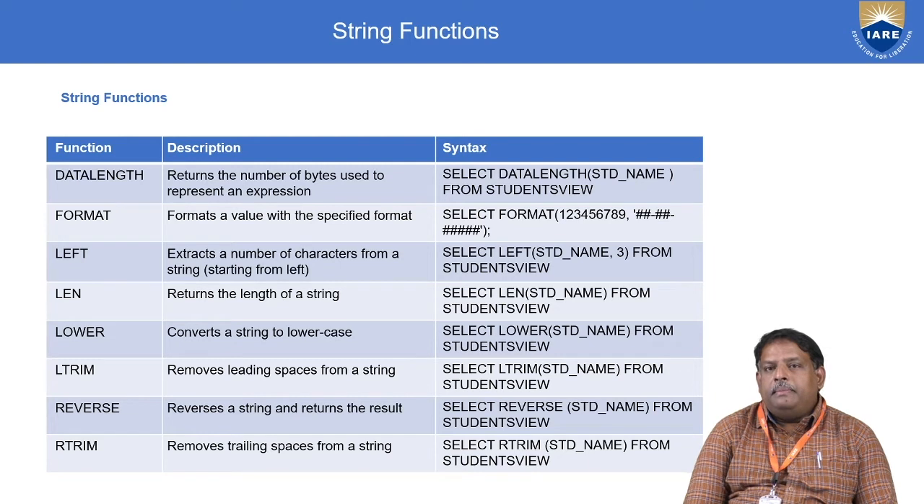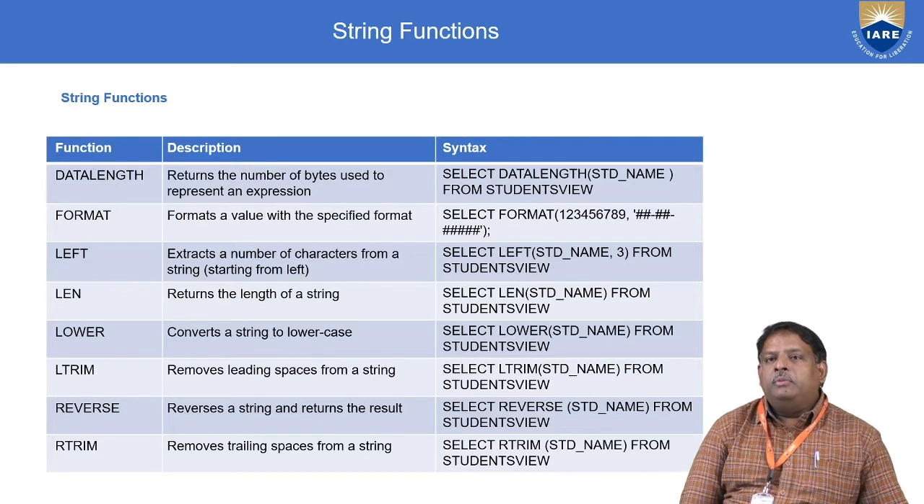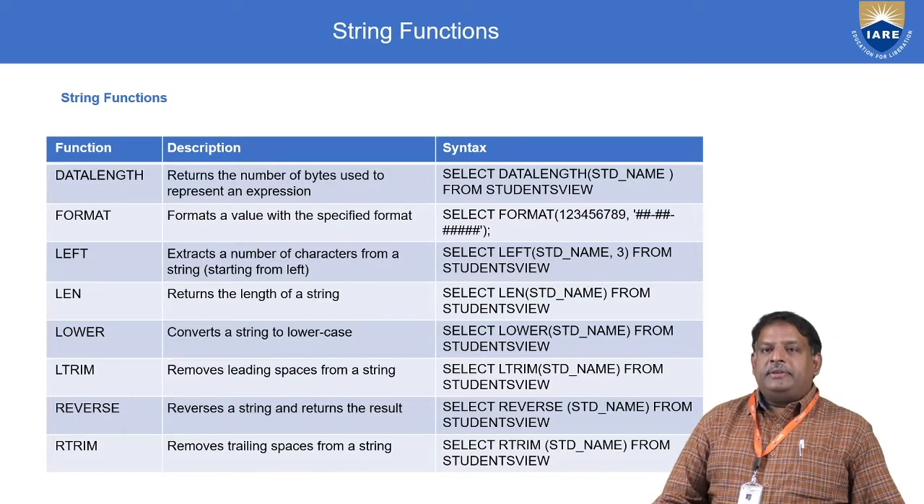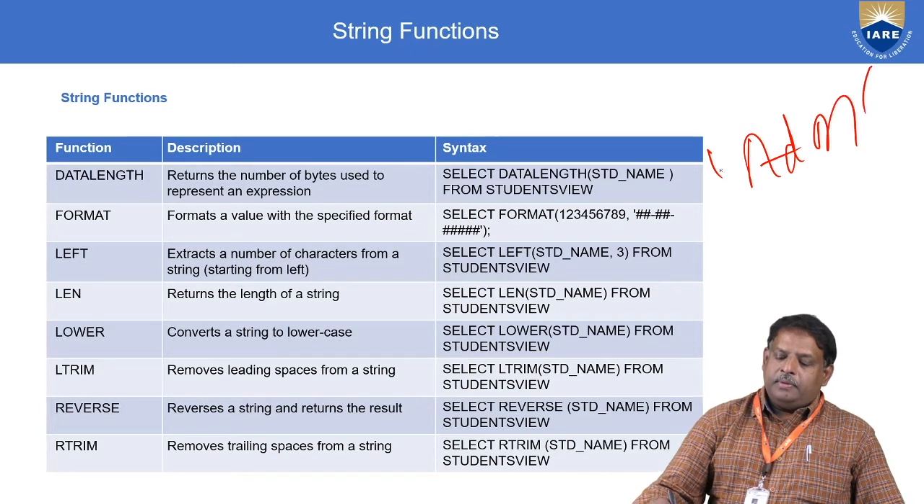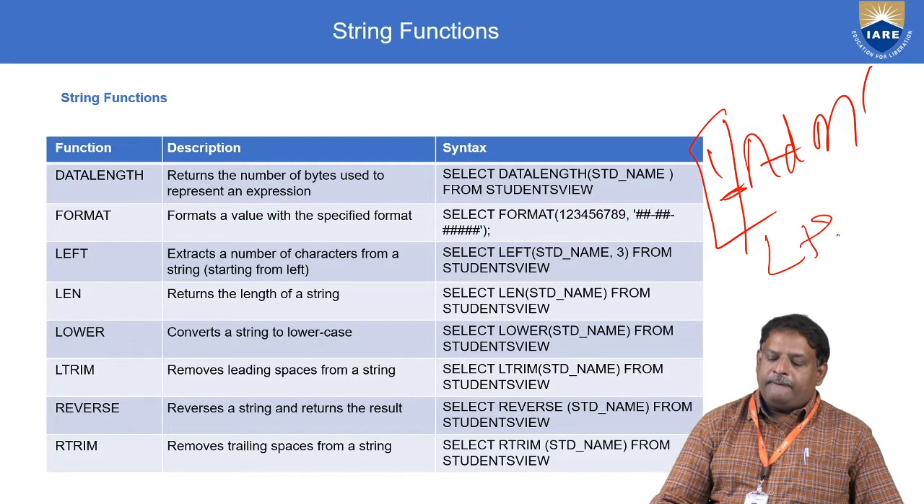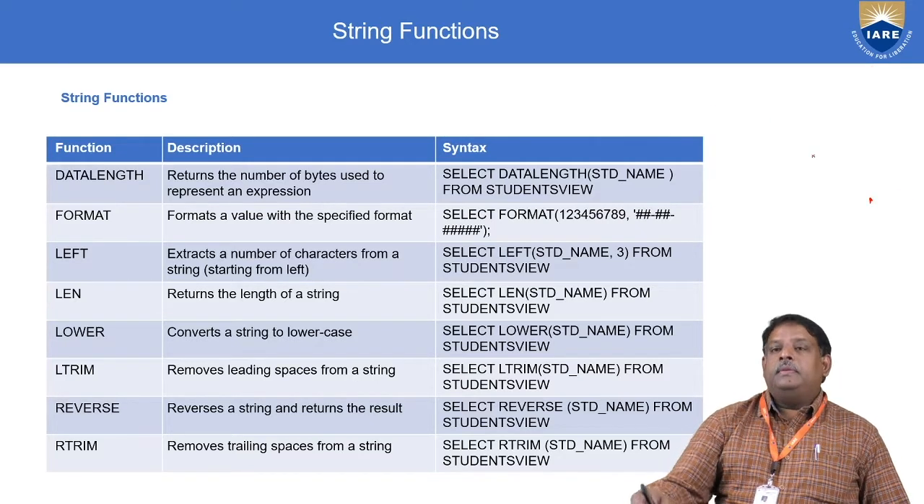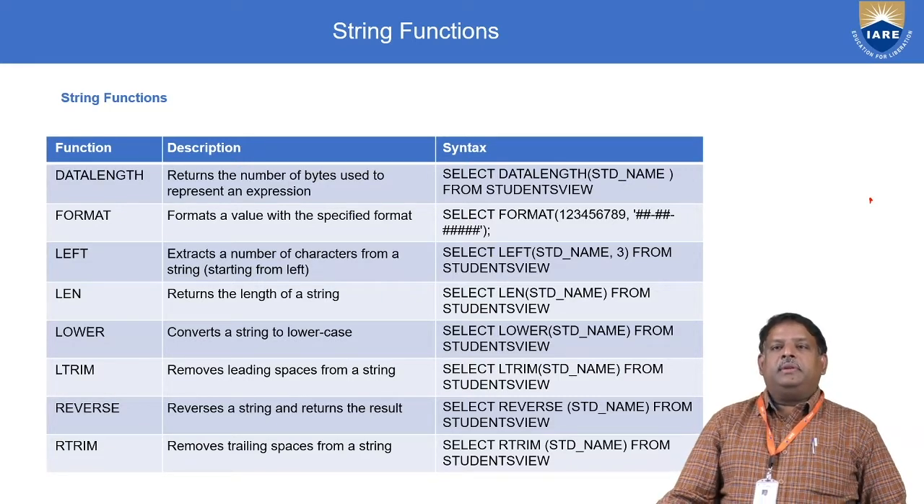Next is LTRIM. LTRIM will remove the leading spaces from the string on the left-hand side. If a string is something like this, space A, D, M, this empty space will be removed when you use LTRIM. So we will get A, D, M. This is LTRIM.